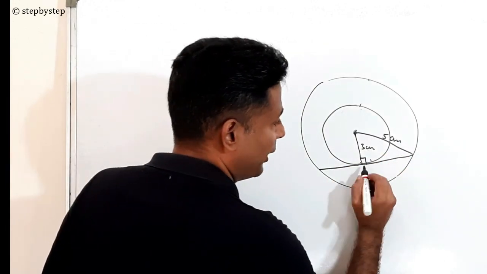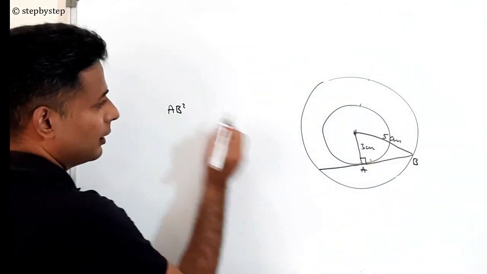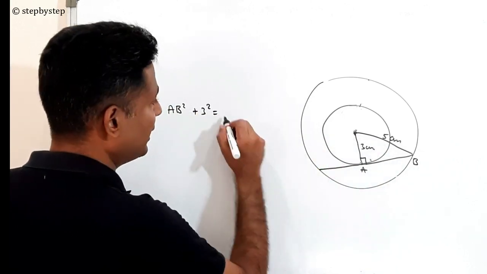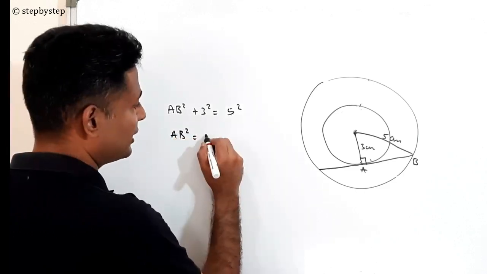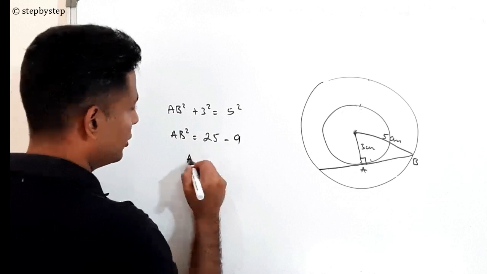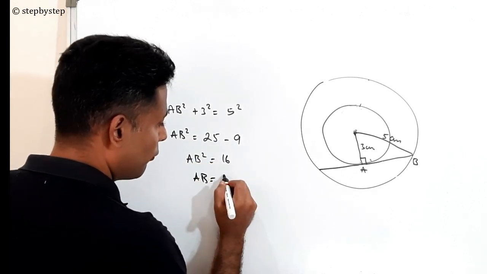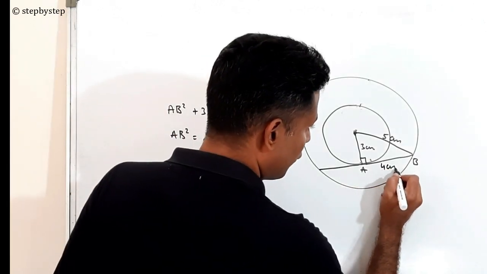So we can find this point. Let this be A, let this be B. So AB square plus 3 square equals hypotenuse square, right? So AB square equals 5 square is 25, minus 3 square is 9. When I take 9 to that side, it becomes minus 9. So AB square equals 16. So AB equals root of 16, that is 4 centimeters. Now we got this as 4 centimeters.